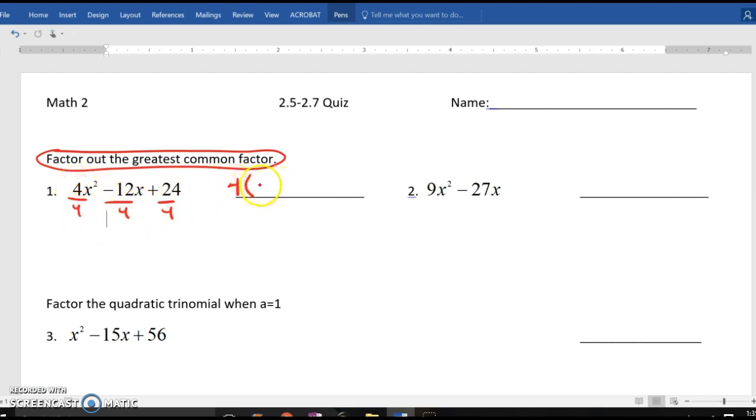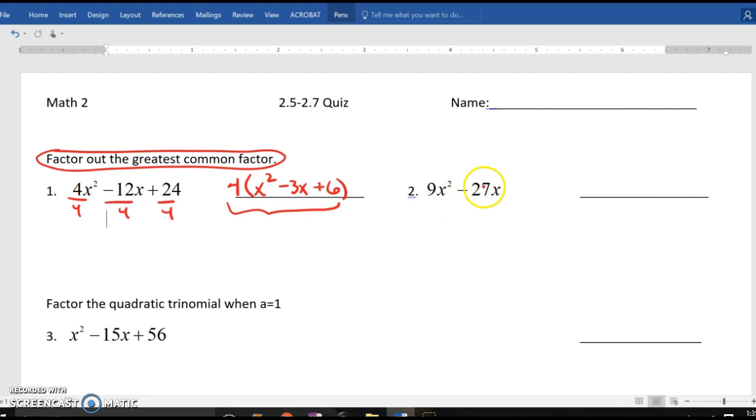4 divided by 4 is 1, so you get x squared left over. Negative 12x divided by 4 is minus 3x. Then here, 24 divided by 4 is plus 6. Okay? You must have your final answer written like this because it has to end up being equivalent to the original equation.